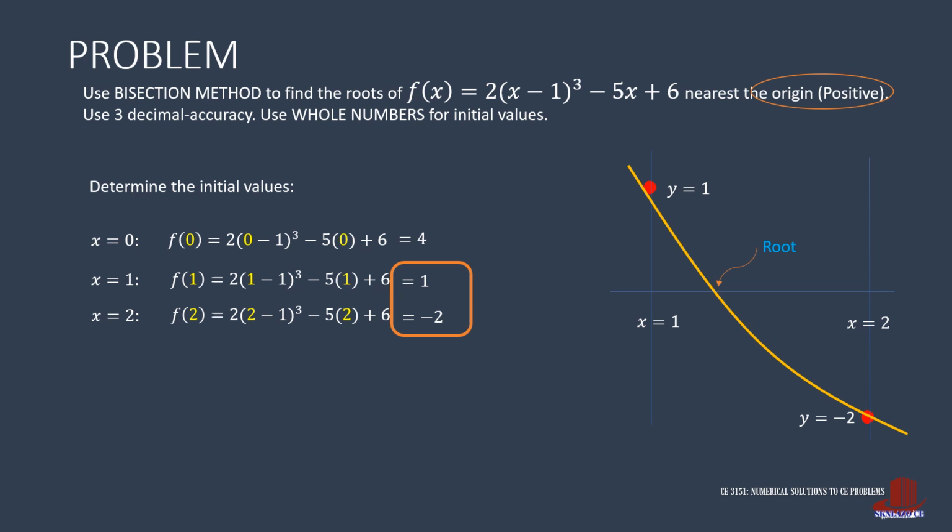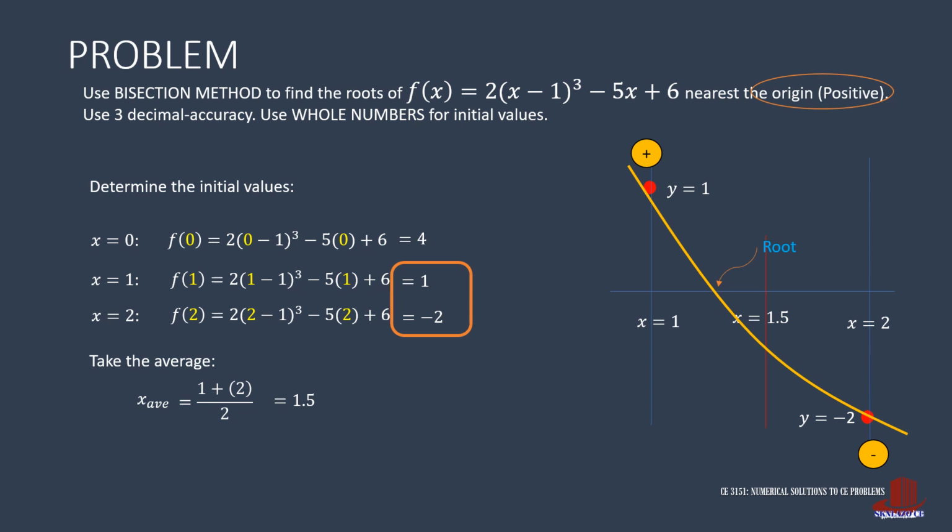To start with the bisection method, label the left limit as positive because its y is positive, and the right limit is negative. Then we verify which half to disregard. Take the midpoint by computing the average of the x values. That is half of 1 plus 2, giving 1.5.